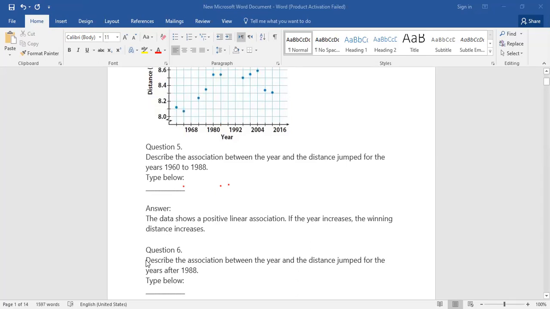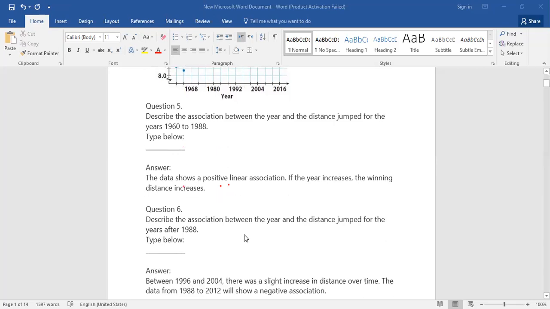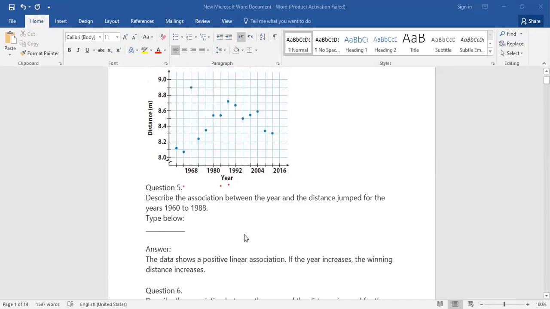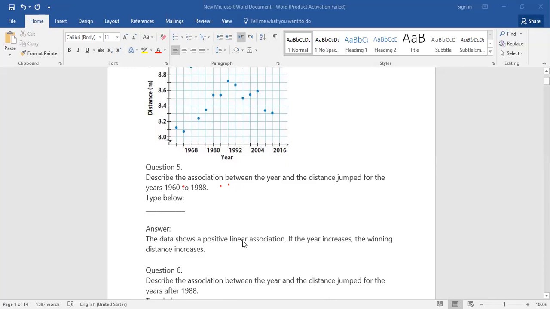The next question: describe the association between the year and the distance jumped for the years after 1988. After 1988. Tell us the association. What happens after 1988?